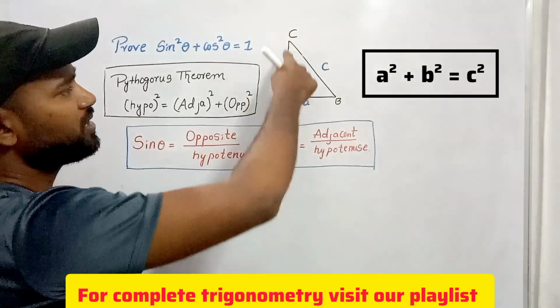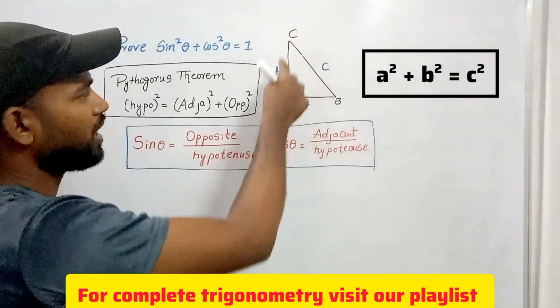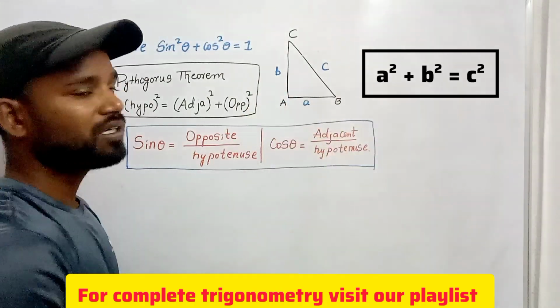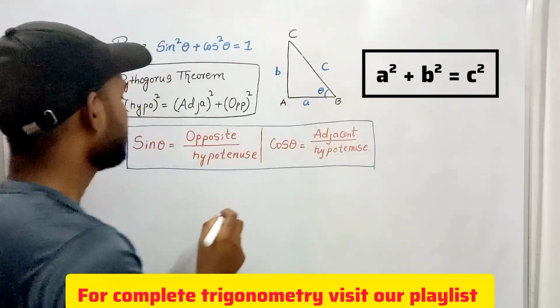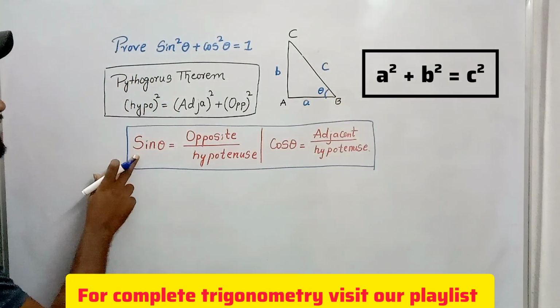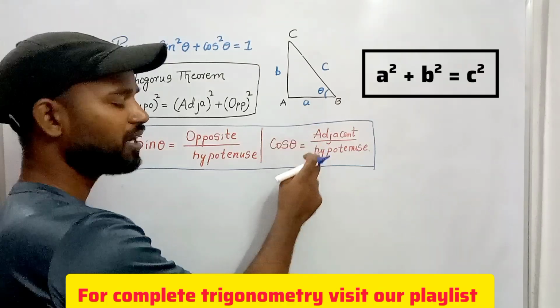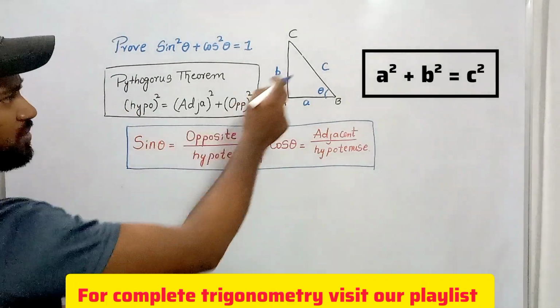So you can find here one right angle triangle. This BC is the hypotenuse, AC is the opposite and AB is the adjacent to the theta, that is here, the theta angle, right? Next, coming to the sin theta formula. What is the sin theta formula? Opposite by hypotenuse. What is the cos theta formula? Adjacent by hypotenuse, right?